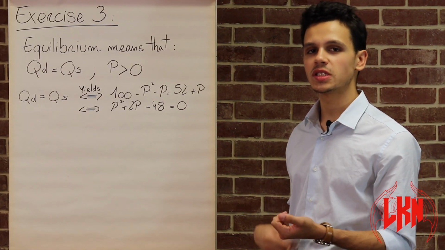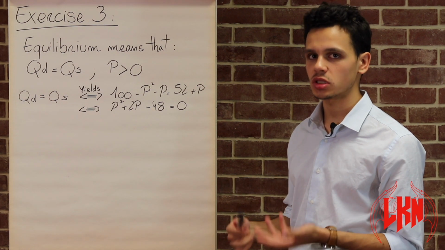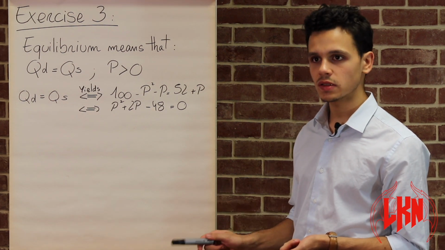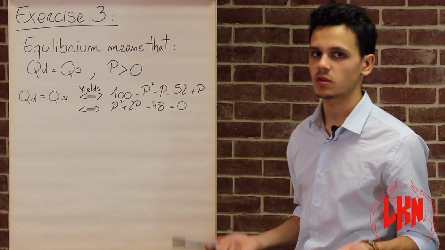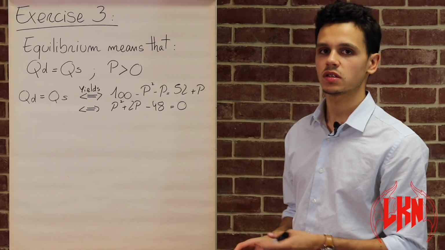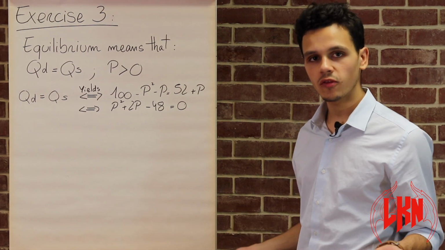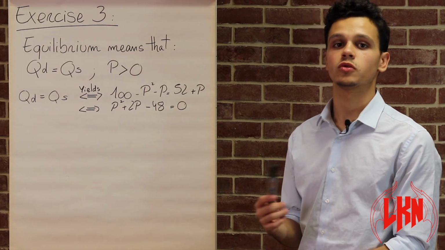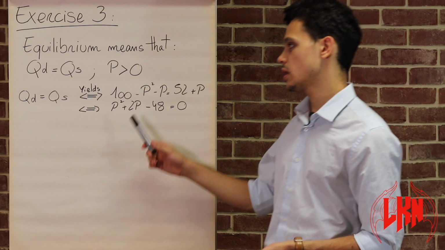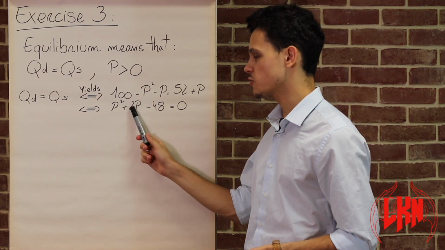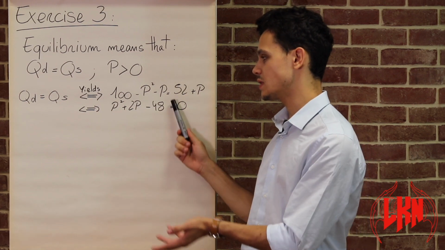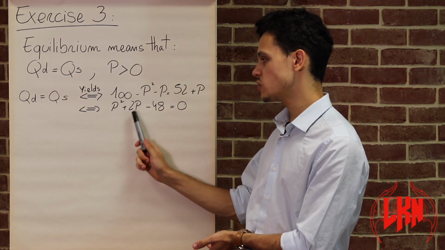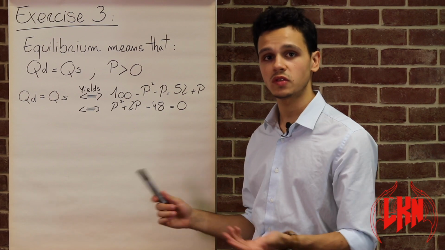First, we're going to describe what equilibrium actually means. In this exercise, it means that the quantity of demand is equal to the quantity of supply, whilst price is positive. If the quantity of demand is equal to the quantity of supply, then that also means that the two formulas for demand and supply are equal to each other. And if you just organize this, you'll get p squared plus 2p minus 48 is equal to 0.